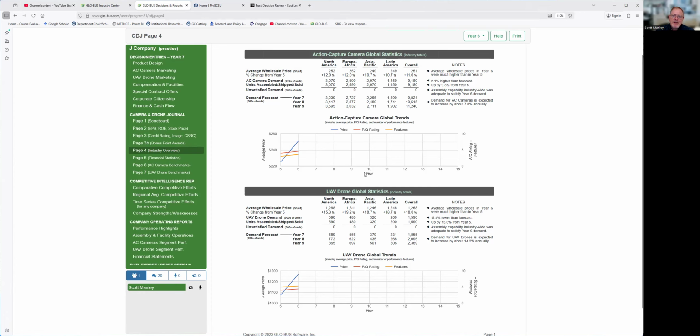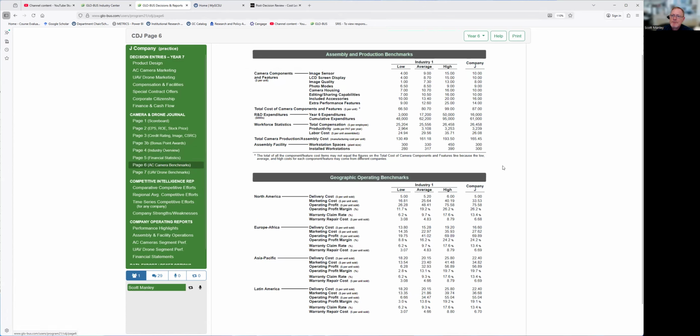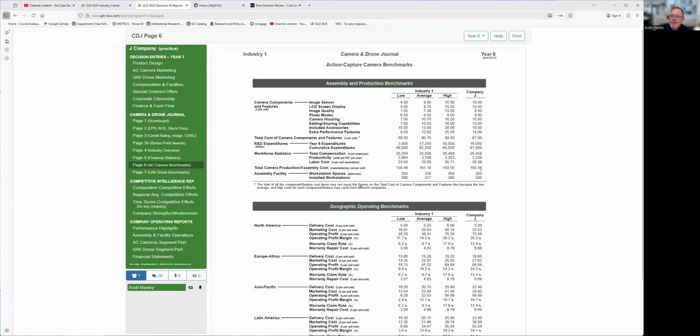So how did I achieve such a great outcome? If you take a look at the action capture camera benchmarks for company J, my costs were only slightly above average.